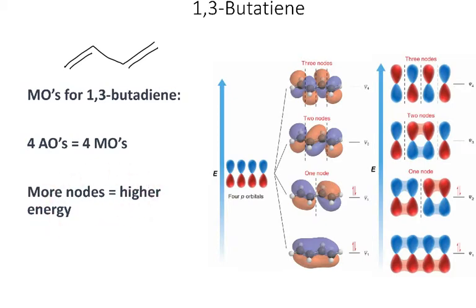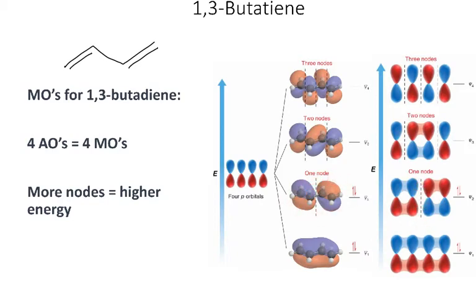So the lowest energy way that I can combine these 4 p orbitals is to combine them so that they're all in phase. And so this gives me my lowest energy bonding molecular orbital. This is the only way that I can combine them so that they're all in phase. So if I combine them so that I get just 1 node, so I have these 2 in phase, but then they're opposite with these 2, so I'm going to get a node in between. I get just 1 node, and so this is going to be my next highest energy orbital.